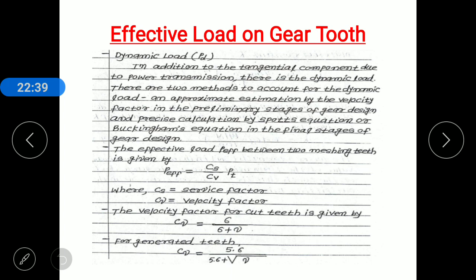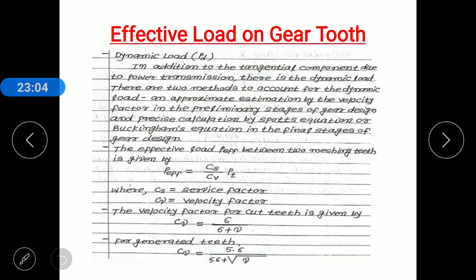The effective load P effective between the two meshing teeth is given by, in the preliminary stages of gear design, P effective is equal to service factor divided by velocity factor into tangential force. P effective is equal to Cs divided by Cv into Pt. Cs is the service factor, Cv is the velocity factor, and in bevel gears two relations are used to obtain the value of the velocity factor.